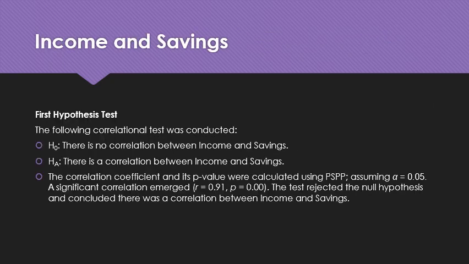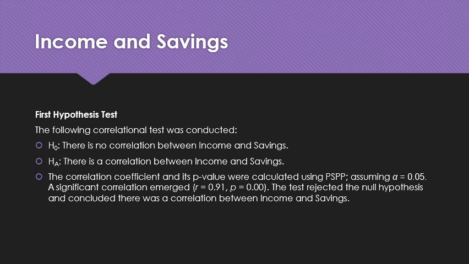The first hypothesis test, income and savings. The following correlation test was conducted. The null hypothesis is there is no correlation between income and savings. The alternate hypothesis is there is a correlation between income and savings. The correlation coefficient and its p-value were calculated using PSPP.